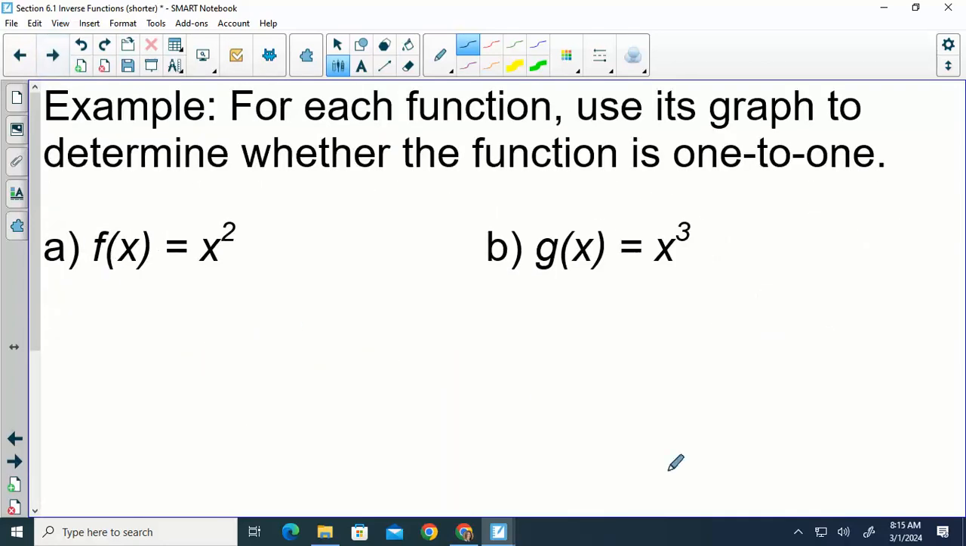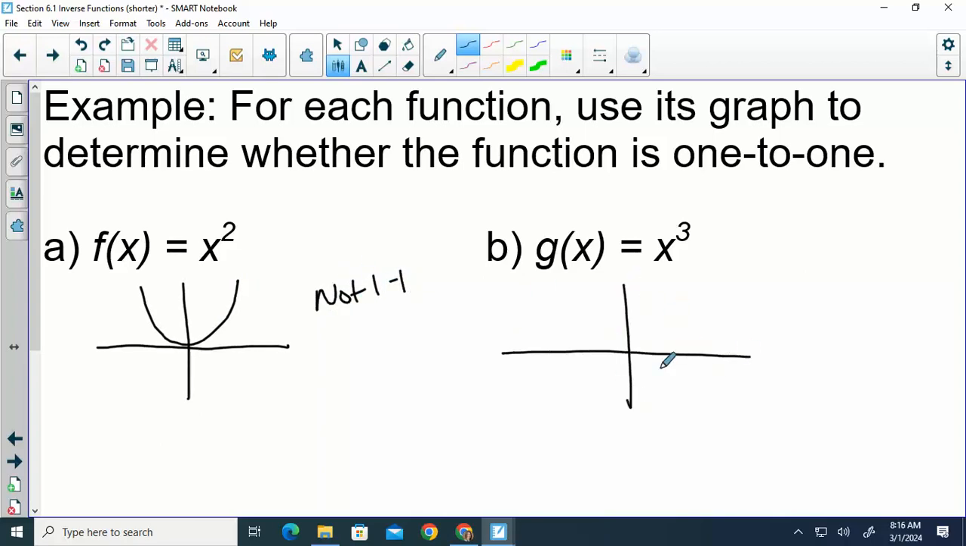So you guys do those two for me. Take a second, sketch a rough graph. So what's x squared? We should know that one without our calculator. It's a parabola, so it is not 1 to 1. What about x cubed? Yes, that's our chair. So that one is 1 to 1. Passes the horizontal test.